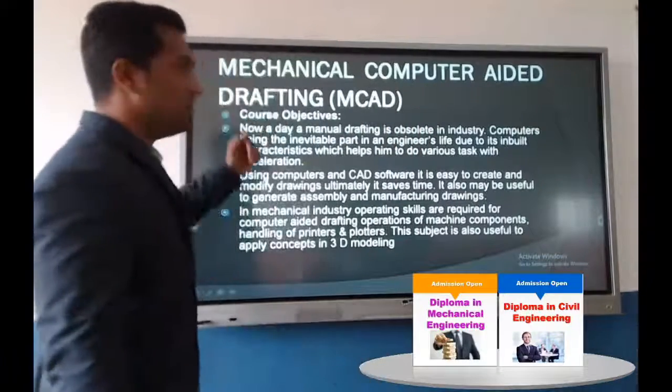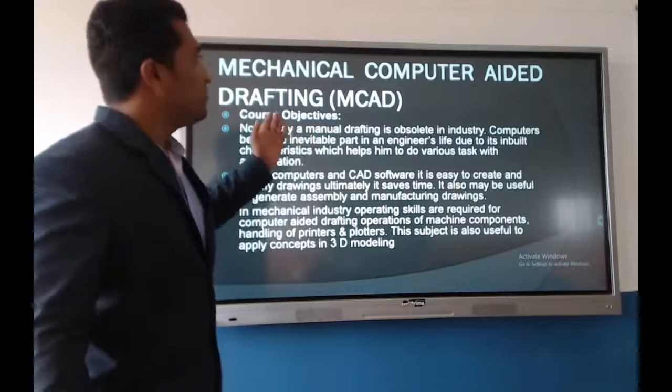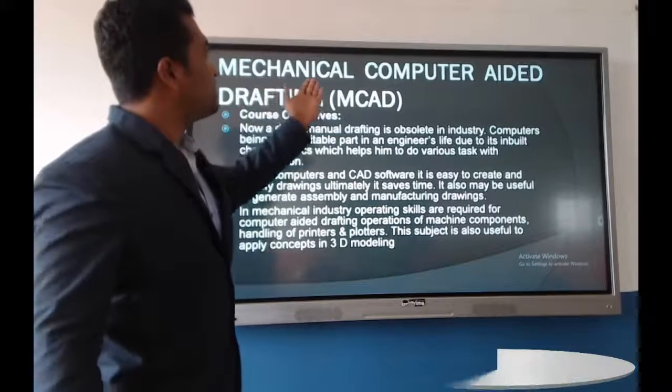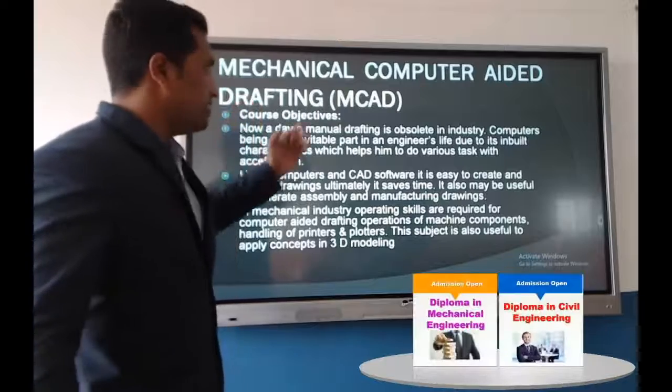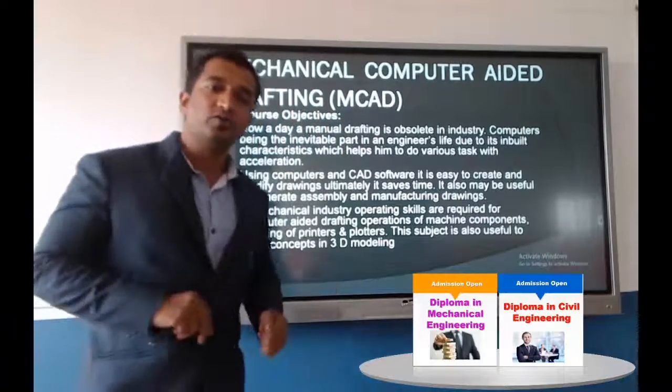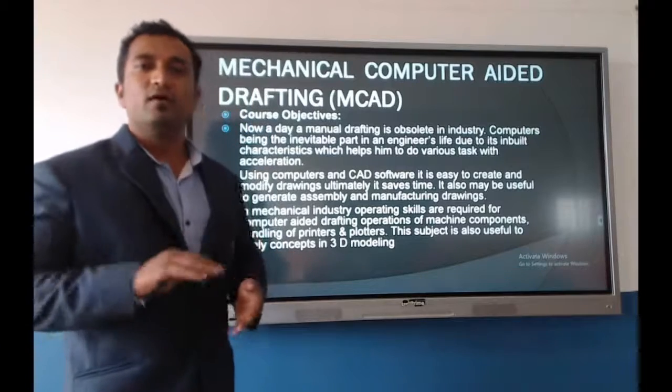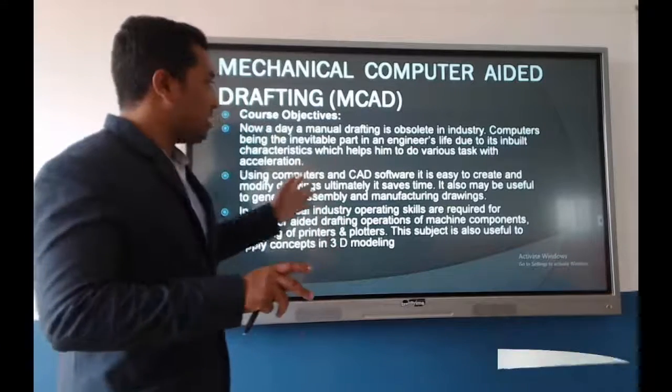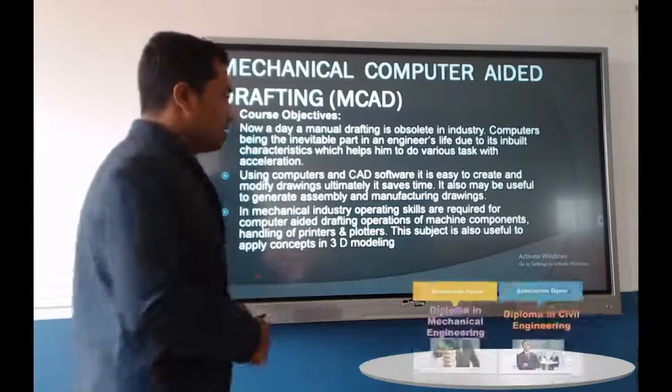Now next lab, in third semester, we are going to study the mechanical computer aided drafting. We call it MCAD for short. Now in this what are we going to study? We are dealing with 3D and 2D drawing in the computer.